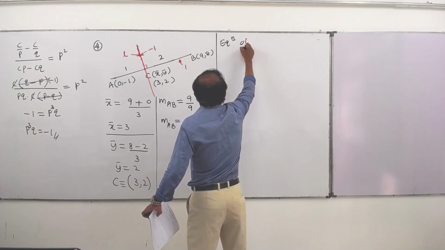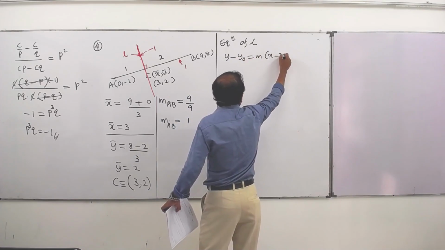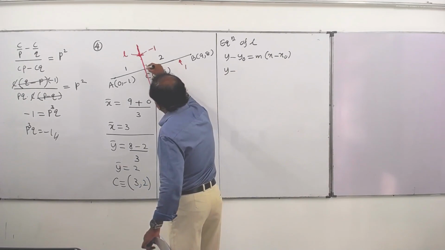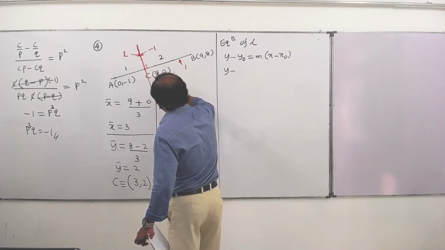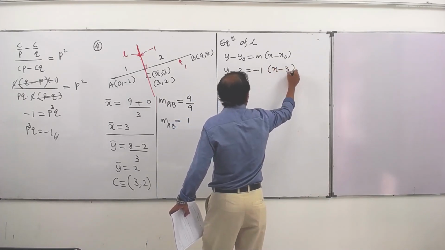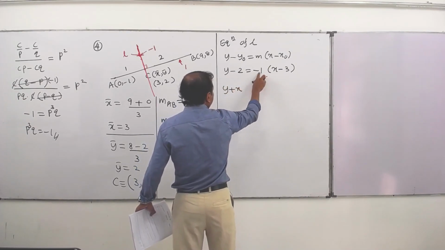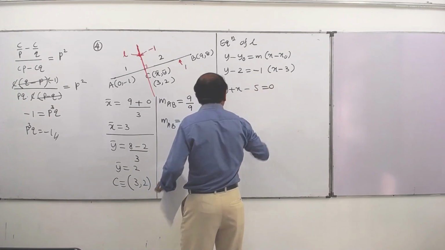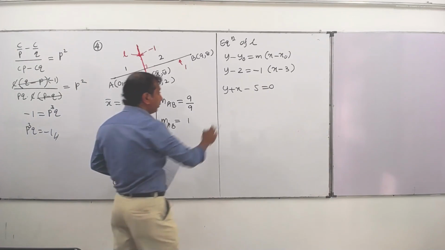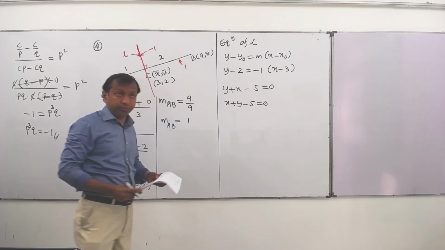Therefore the equation of L: y minus y naught equals gradient times x minus x naught. Right. Y naught is the y coordinate of the point C, 2. Gradient is minus 1, x minus 3. So simplify this, bring this to this side, y plus x minus 5 equals 0. That means x plus y minus 5, no? This we can write as x plus y minus 5 equals 0, right? This way we get that.